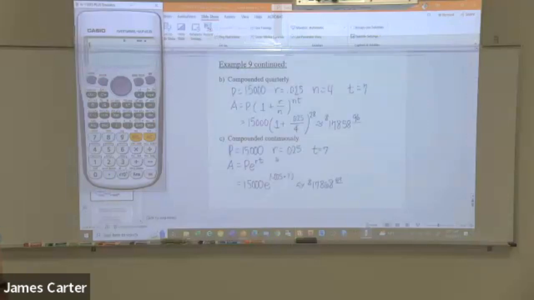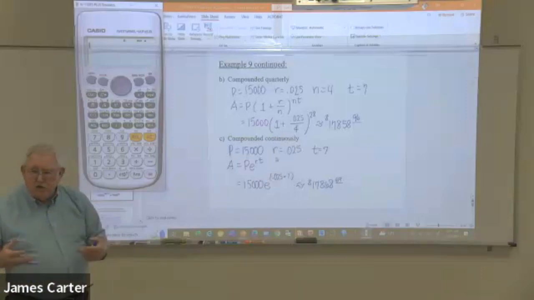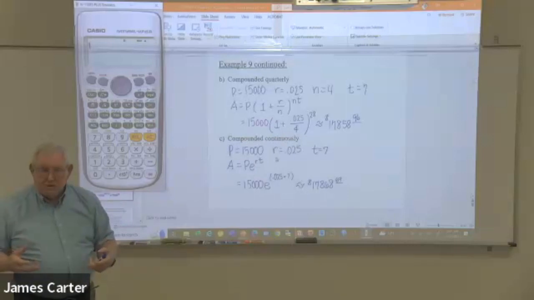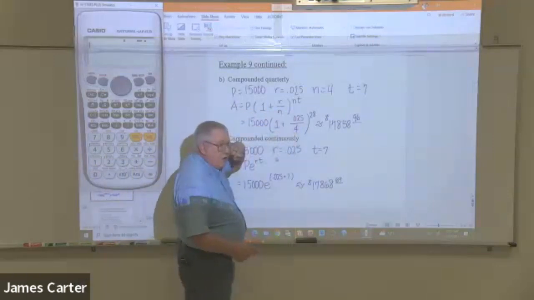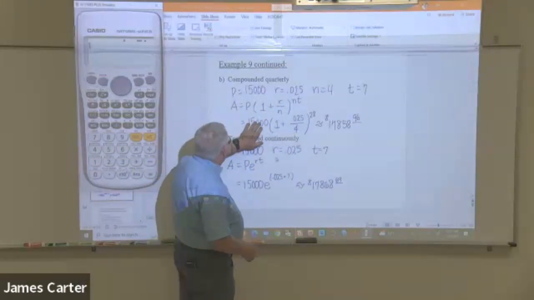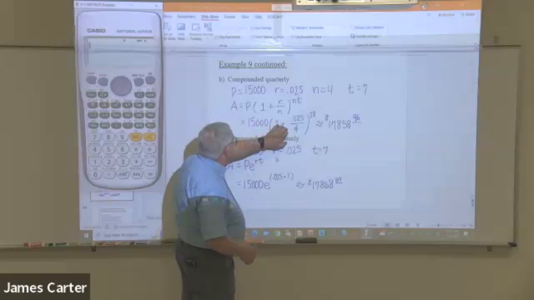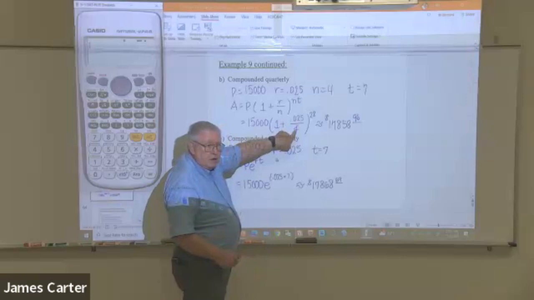Okay, now we're going to compound quarterly instead of annually. That's 4 times as often. And this is an investment, so this is something that earns you money, so it's important to you. Well, in this case, we still use the same formula. We put in the 15,000, we put the 1 plus the rate over 4 times a year.